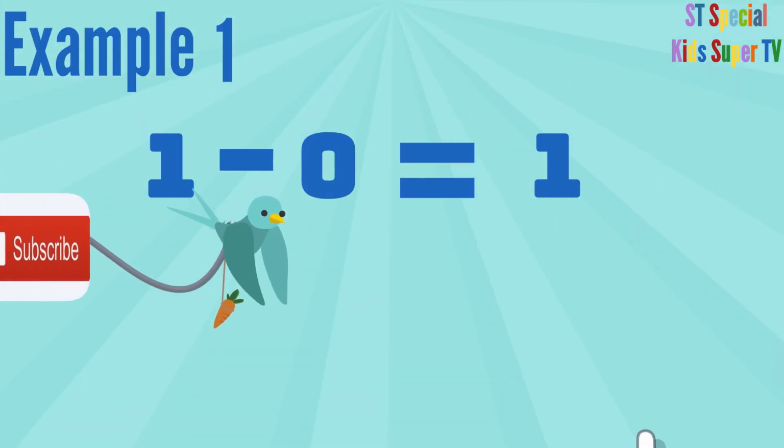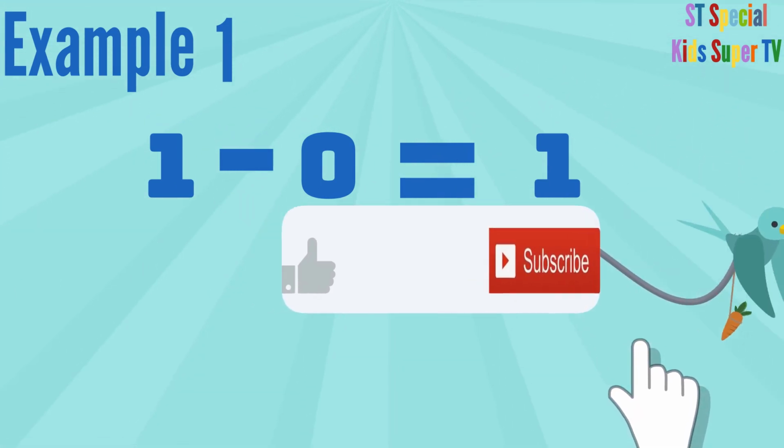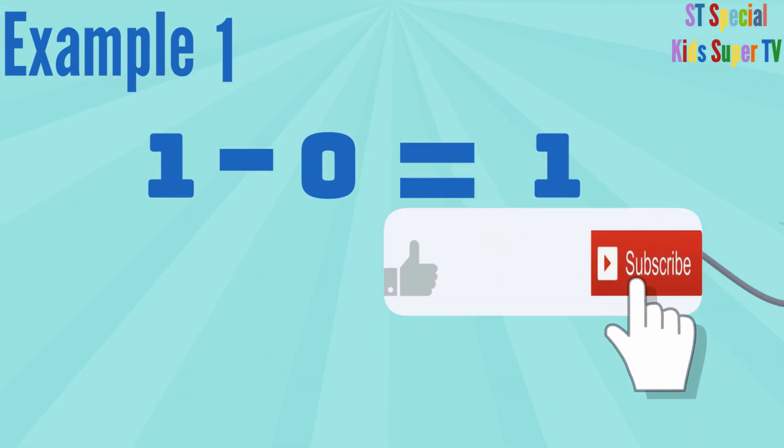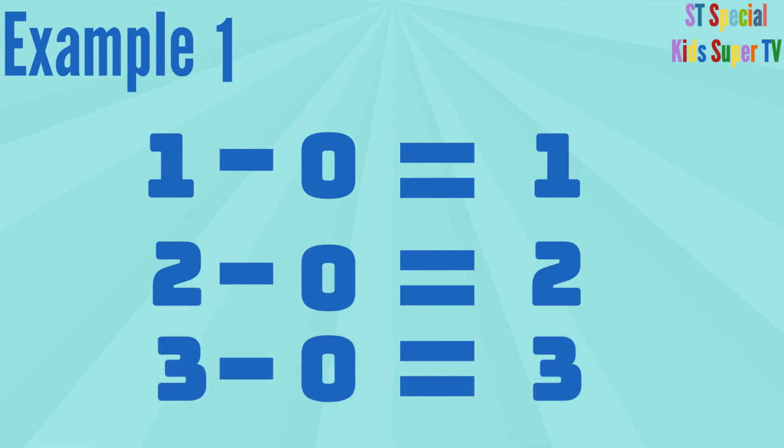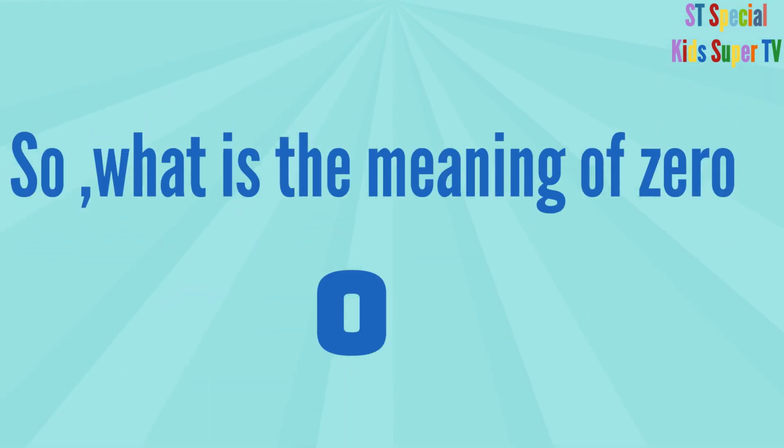So 1 minus 0 equals 1. 2 minus 0 equals 2. And 3 minus 0 equals 3. So what is the meaning of 0?